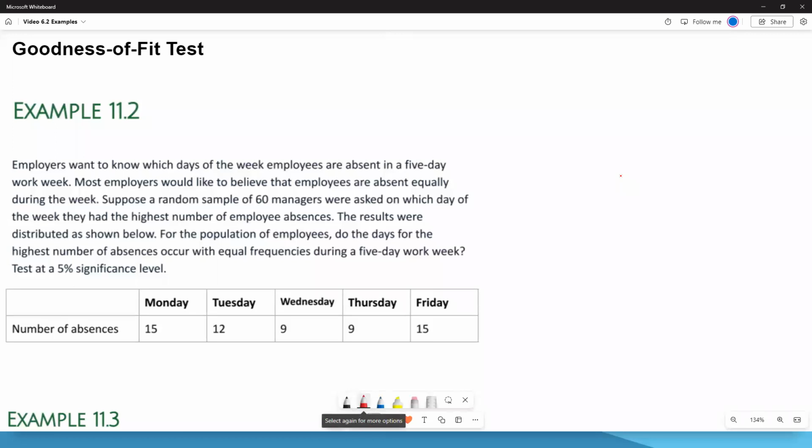So one thing that they said, that second sentence, most employers would like to believe that employees are absent equally during the week. And that is an important phrase. That's telling me that the expected data should be evenly distributed among each of those 5 days.